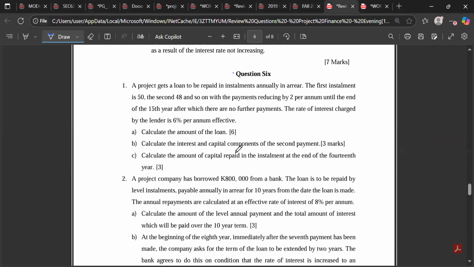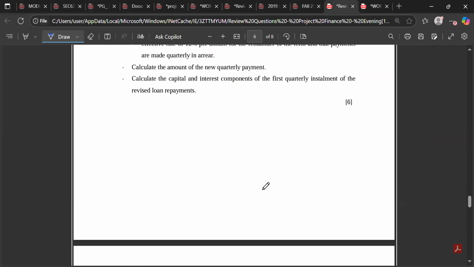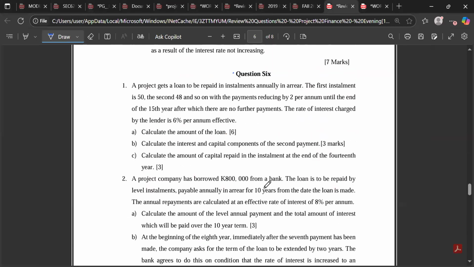Now let's look at question 6. Let's start with question 6, and we'll see how much we can cover in the time that we have. The project gets a loan to be paid in installments annually in arrears. First installment is 50, second 48, and so on, with the payment reducing by 2 per annum until the end of the 15th year, after which there are no further payments. The rate of interest charged by the lender is 6% per annum effectively. Calculate the amount of the loan.